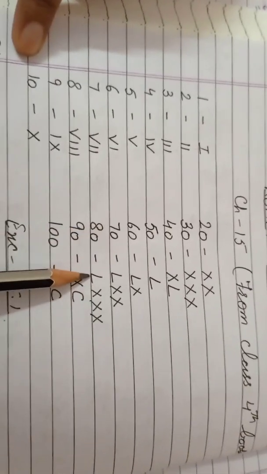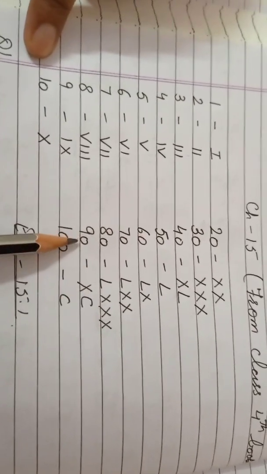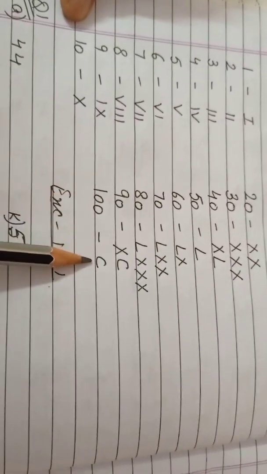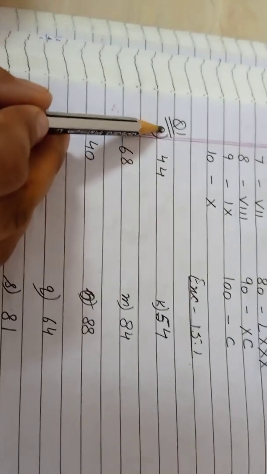50, 10 plus 10 makes it 70. 50, 60, 70, 80. Now again, I can't repeat it more than 3 times. So for 90, what should we write? C is the symbol of 100. If we subtract 10 from it, that will make it 90. And for 100, we know that the symbol is C. Now, question number 1.